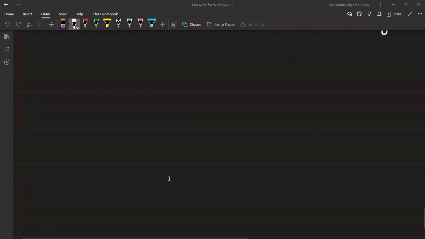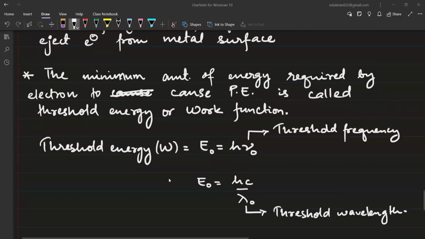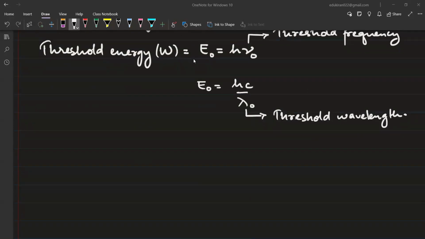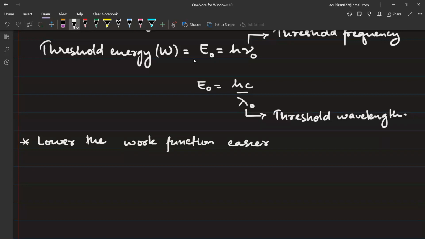Can I say that if I have a lower work function, if my threshold energy is lower, that means it is easier to eject electrons? Correct, guys? Yes, sir. So write the next point. Lower the work function, easier is ejection of electron.